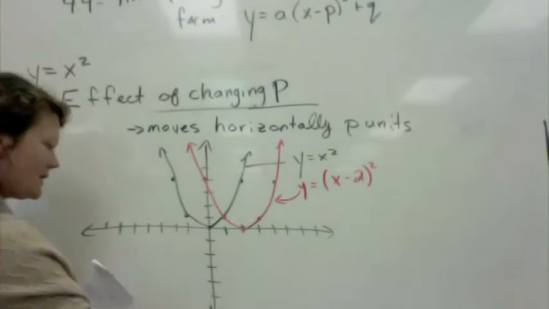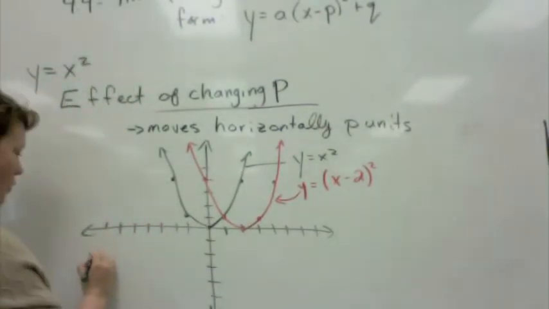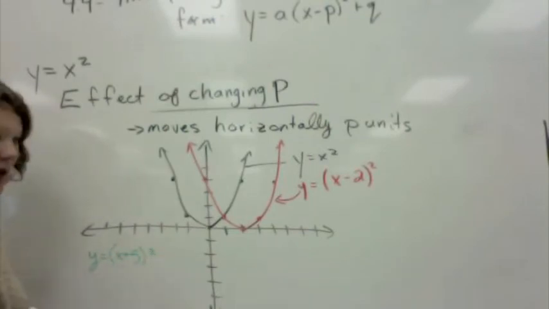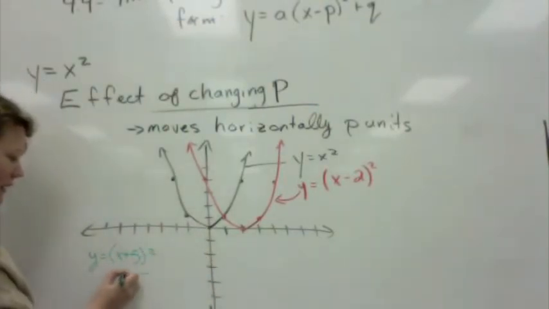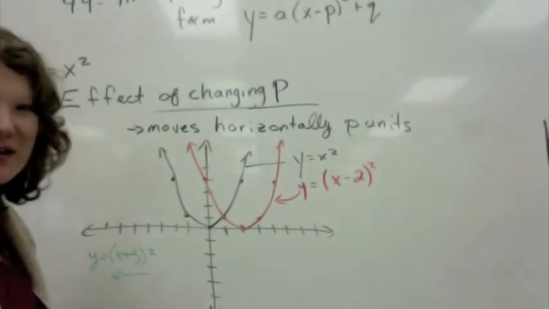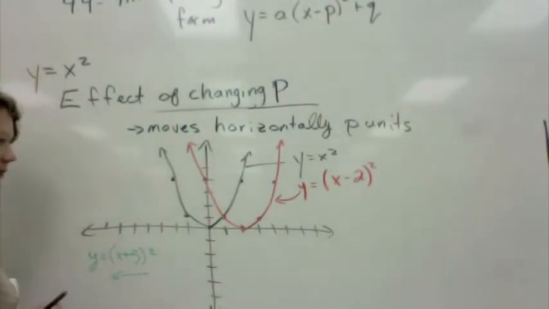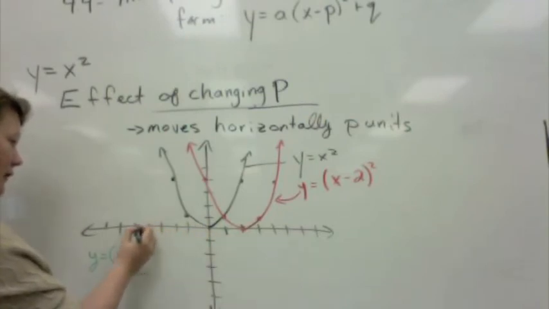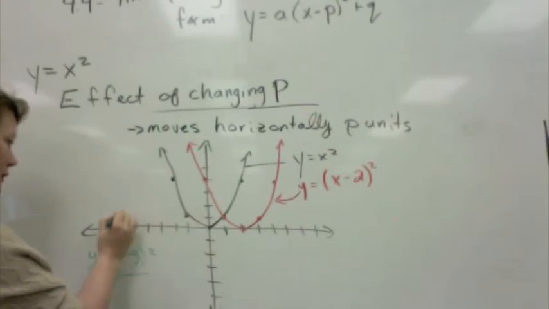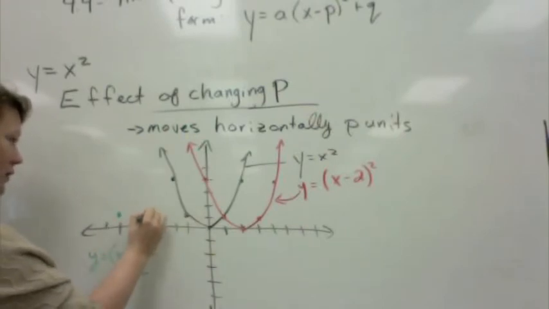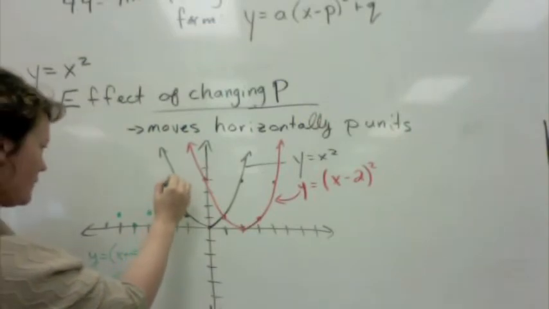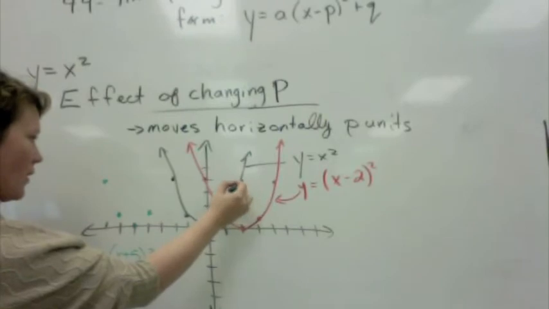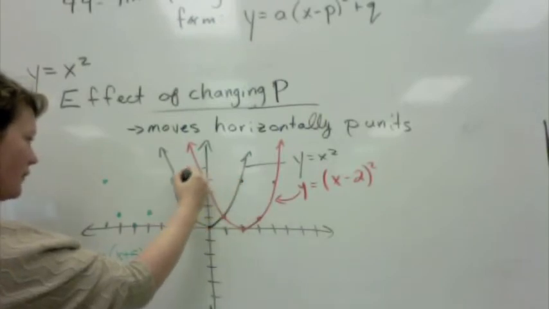Now, what happens if I had something like y equals x plus 5 squared? Well, that means that we're moving it to the left. I know it feels weird, right? Because it's the positive instead of the negative. But all we do is we move all of our points over 5. 1, 2, 3, 4, 5, like that.